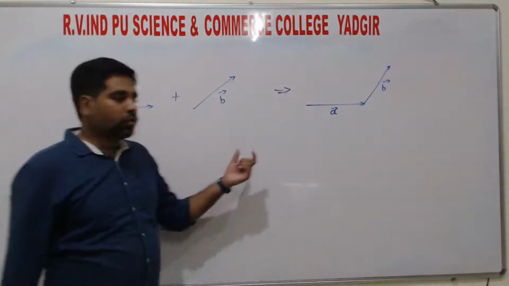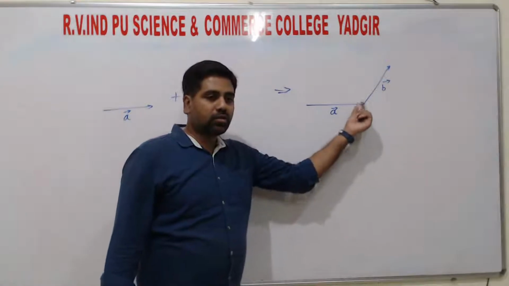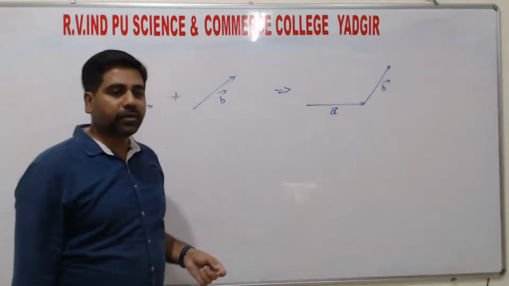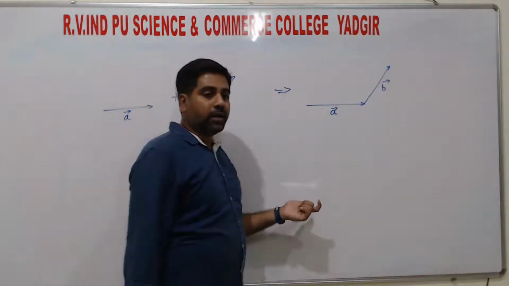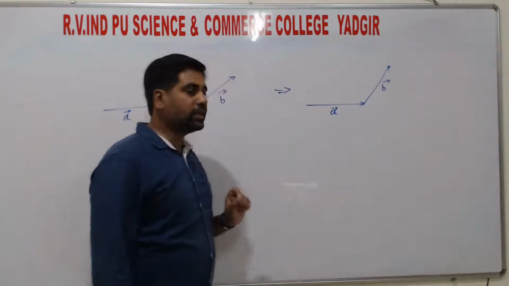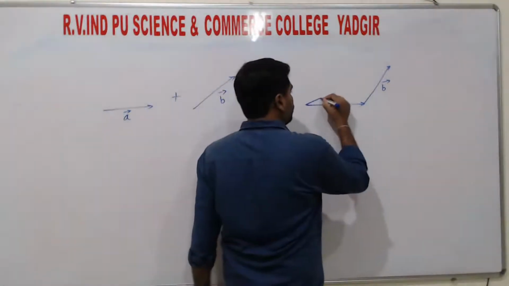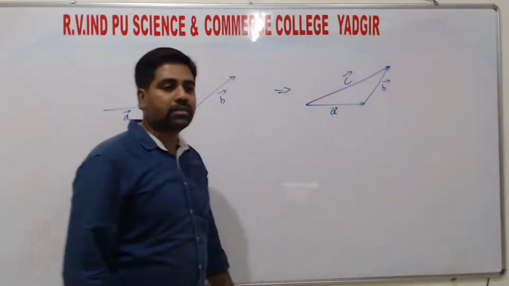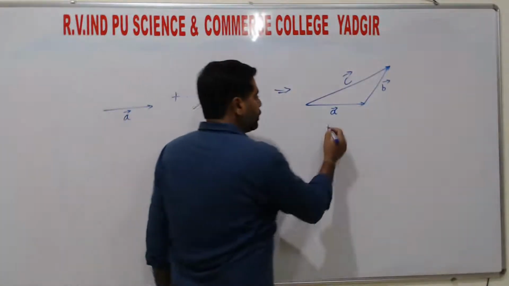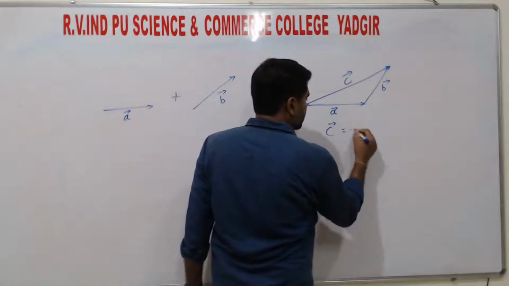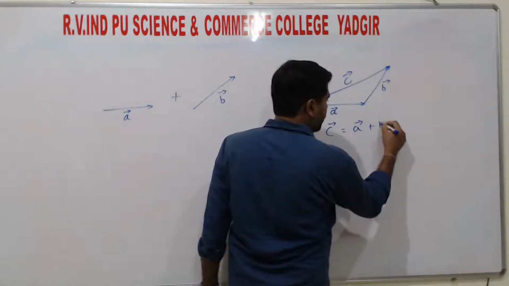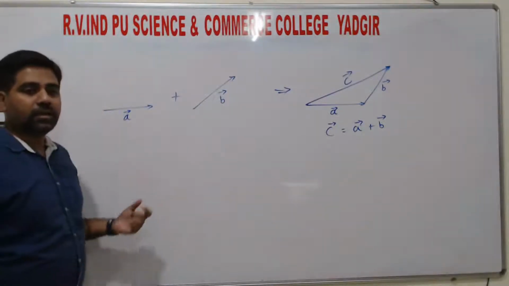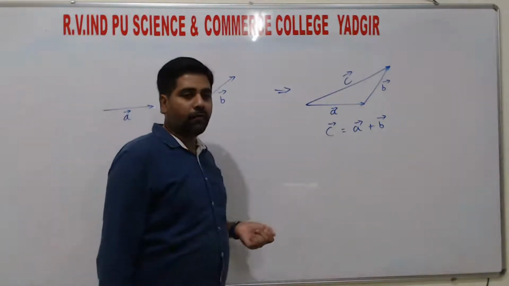These two vectors represent two sides of a triangle which are taken in order. Then the resultant gives the third side of the triangle, which is taken in the opposite order. So that is vector C, the resultant. Then we can say vector C is equal to vector A plus vector B. So this is by the method of the triangle law of addition.